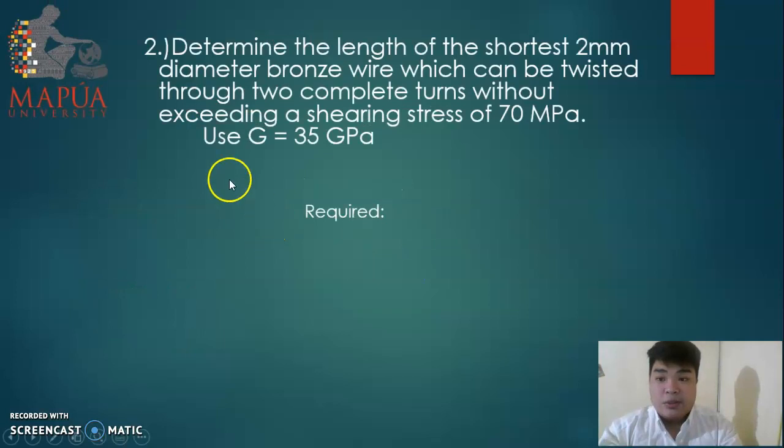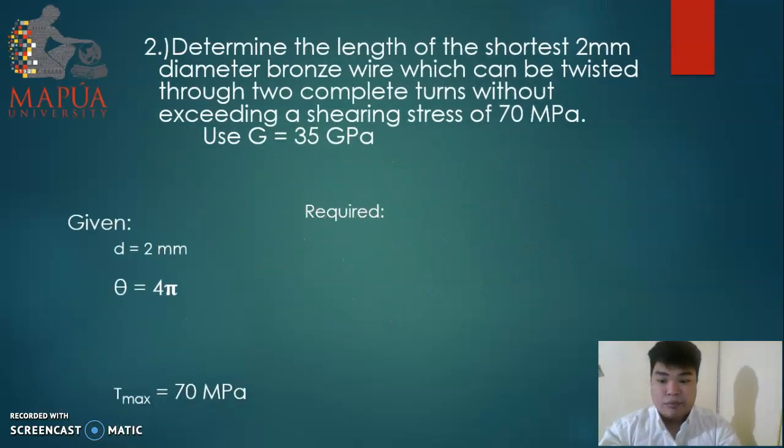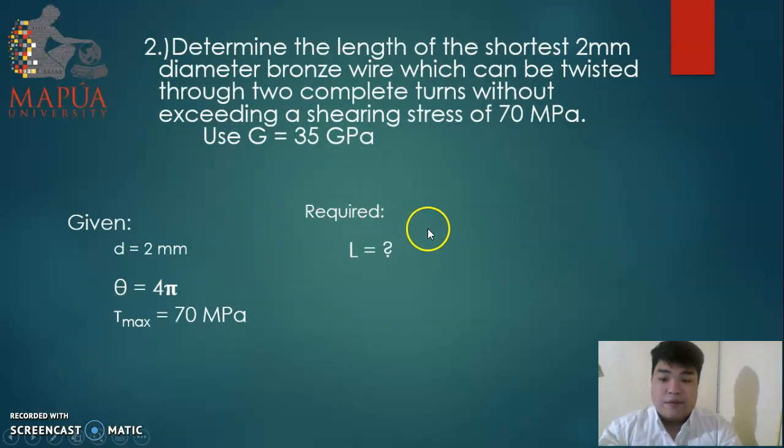So for question number 2, determine the length of the shortest 2 mm diameter bronze wire which can be twisted through 2 completed turns without exceeding a shearing stress of 70 MPa. Use G as 35 GPa. So we have to look for length. The given is D as 2 millimeters, angle is 4 pi, while T max is 70 MPa.